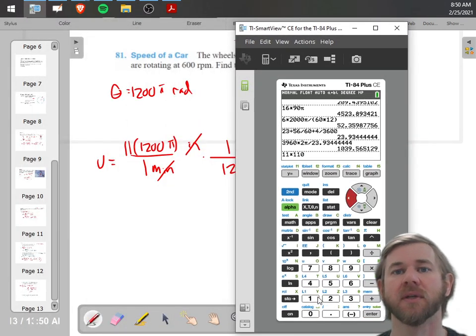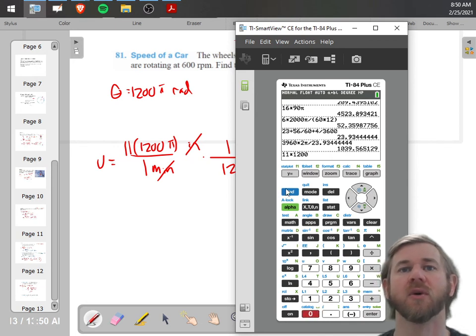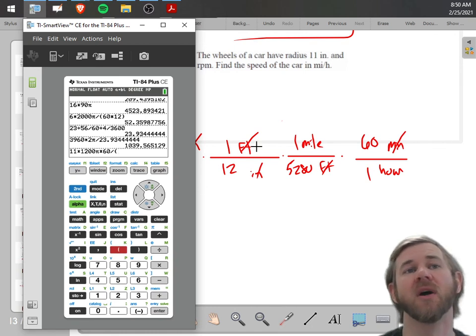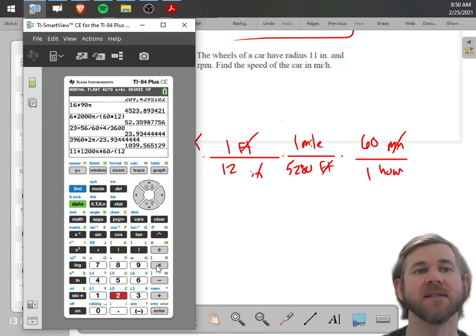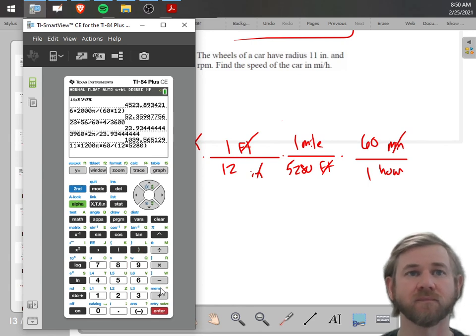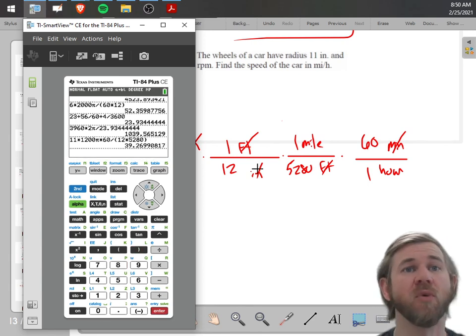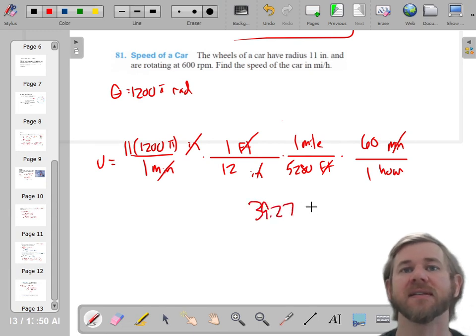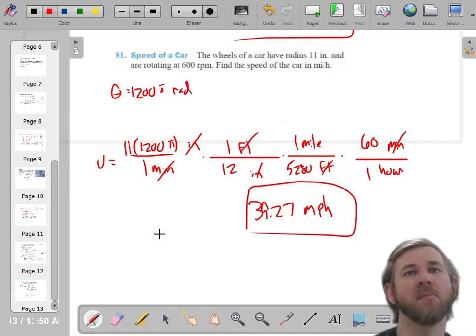So I got to say 11 times 1,200 pi times, what else is in the top? 60 divided by, now I'm going to multiply 12 times 5280, but that's got to be in parentheses. So 12 times 5280. So 39.27, and this is in miles per hour. So I'll say mph. 39.27 miles per hour.